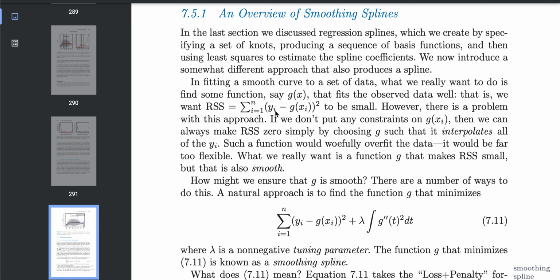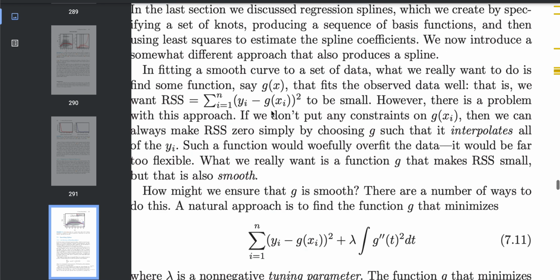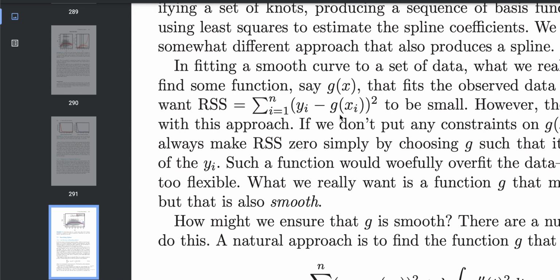Now, okay. So these are the xi's and the yi's. Now we want to find the function g. It can be a curve, it can be a line, whatever, that at those locations is close. So the residual sum of squares is small. Now, obviously, we can make this as small as we want by simply saying g being equal to y.